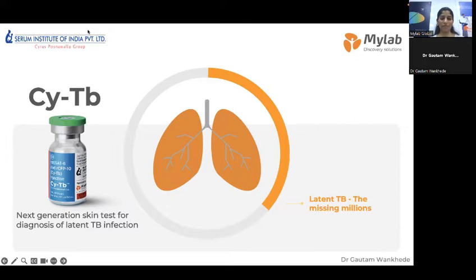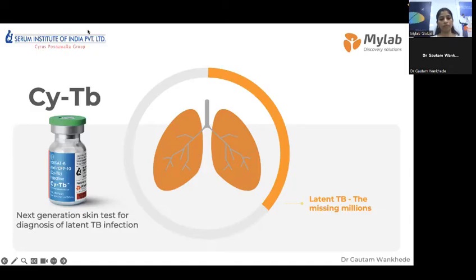On behalf of MyLab and Serum Institute of India, I welcome all of you to this session. We'd like to discuss this very exciting new product that we are launching now in India. It's by the name of Site TB, and it's the next generation skin test for the detection or diagnosis of latent tuberculosis infection.